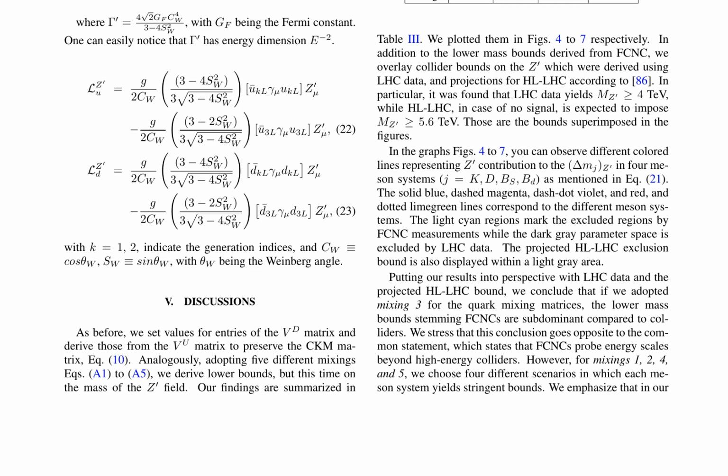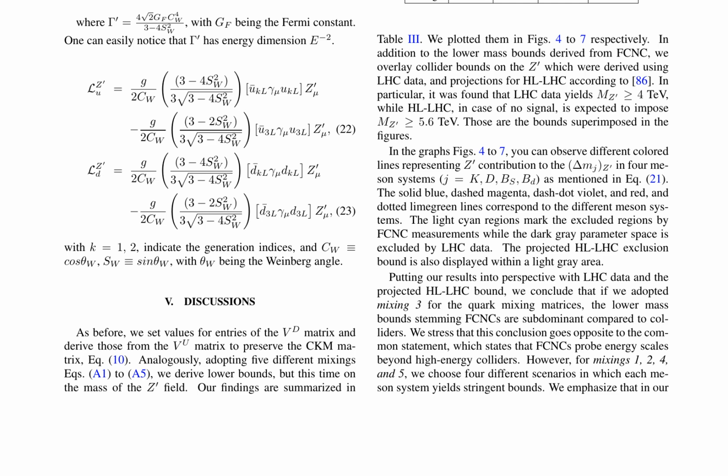By comparing these bounds with collider data, the paper concludes that if the quark mixing matrix is set to mixing 3, the lower mass bounds from FCNCs are subdominant compared to collider data. However, for mixings 1, 2, 4, and 5, each meson system yields stringent bounds on the Z' mass, contradicting the common assertion that FCNCs probe energy scales beyond high-energy colliders.